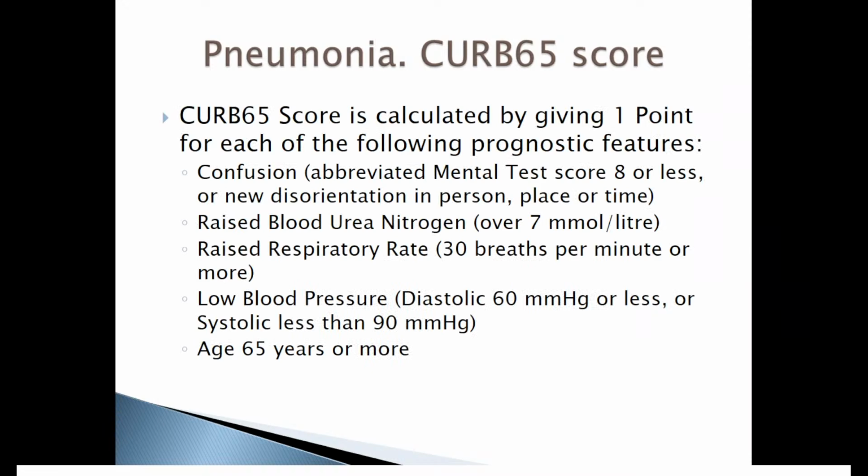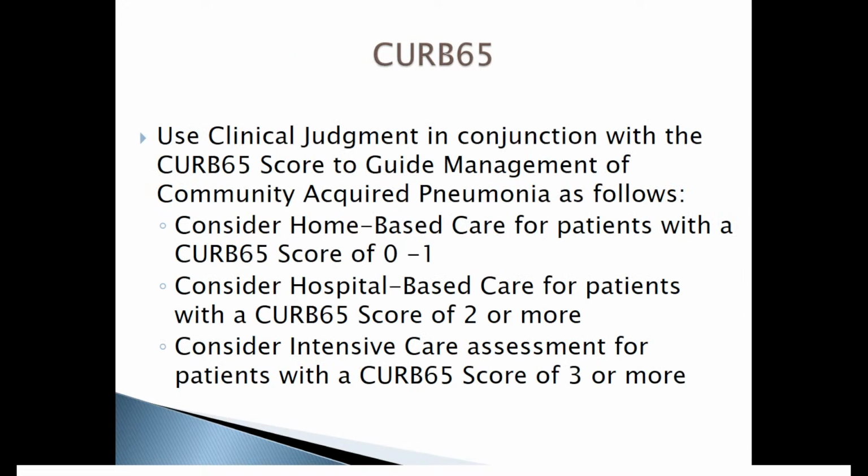But I want to remind you of the CURB-65 score. C means confusion. U, raised blood urea nitrogen, and the score will be positive if blood urea nitrogen is over 7 millimole per liter. R, raised respiratory rate, more than 30 breaths per minute. And B, low blood pressure, not high, low: diastolic less than 60 and systolic less than 90 millimeters of mercury. And 65 means age. If the total score is 0 or 1, the patient may be treated at home. Consider hospital-based care for patients with a CURB-65 score of 2 or more. Consider intensive care assessment for patients with a CURB-65 score of 3 or more.